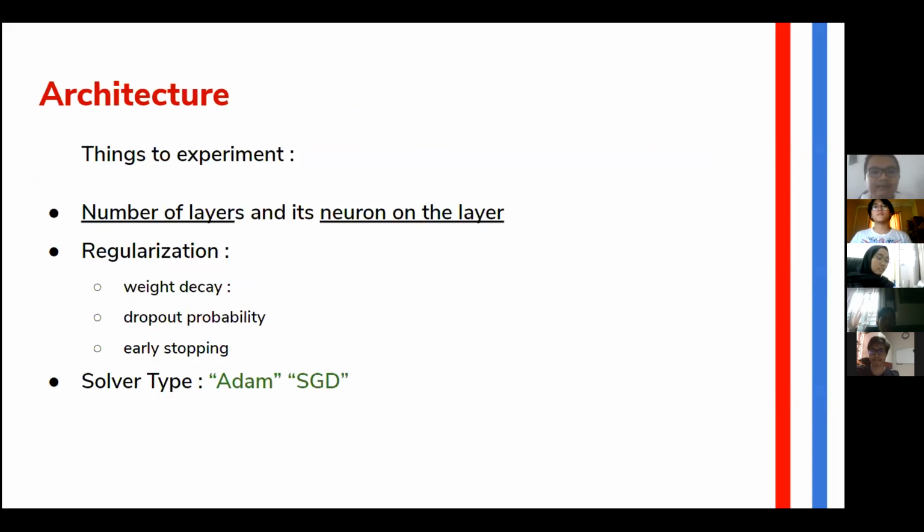For the architecture of this model, we ran some experiments with the number of layers and the number of neurons in each layer. We also applied some regularization, such as weight decay, dropout probability, and early stopping. We also used 2 solver types in this model, ADAM and SGD.